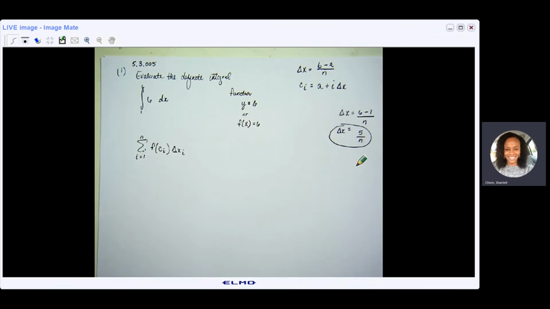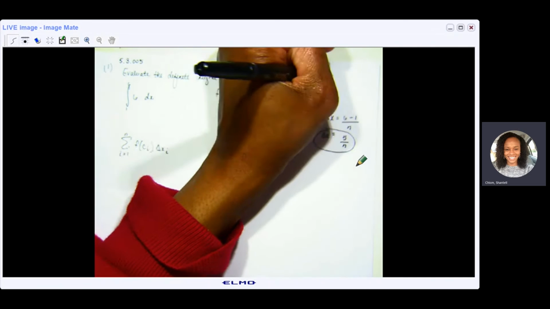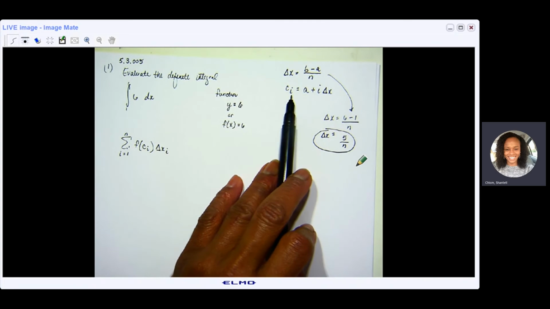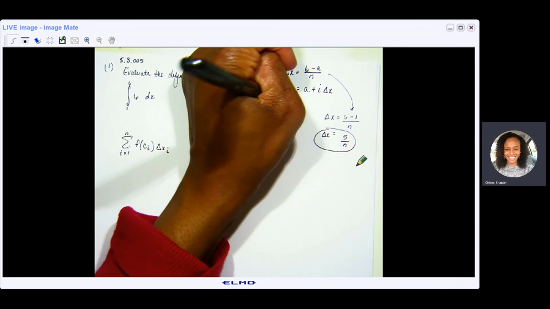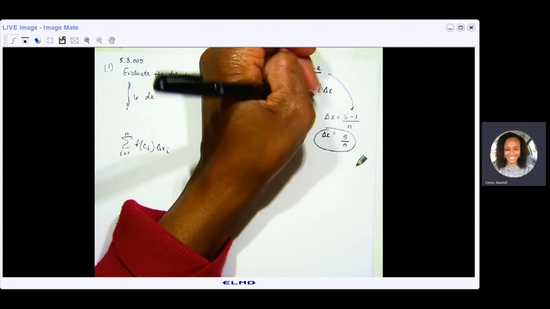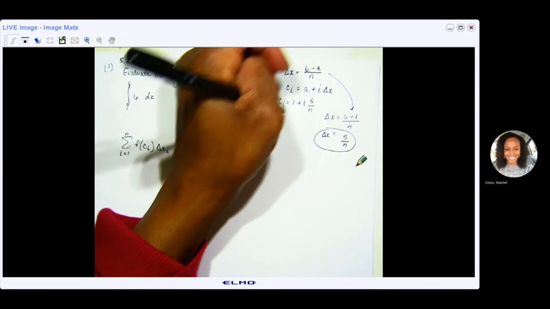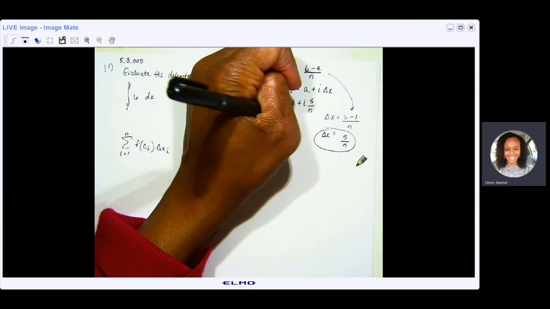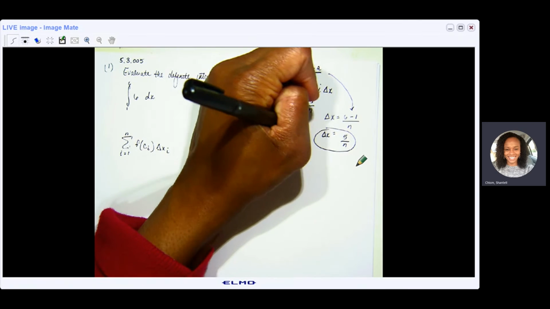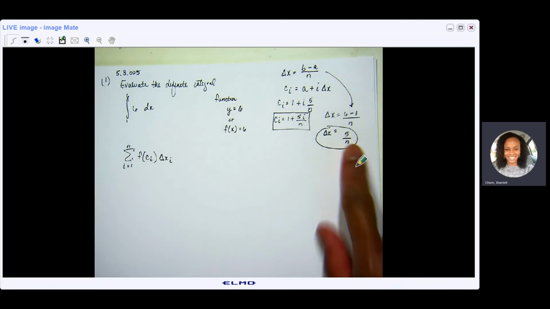Okay, we got our delta x. Now we're ready to write our expression for c sub I. a is 1, so 1 plus I times 5 over n. So c sub I equals 1 plus 5I over n. Circling that one.